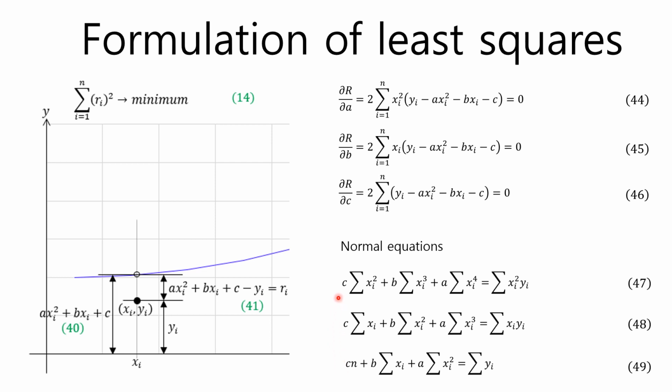Equation 47, equation 48, and equation 49 are called normal equations. When the system function is a quadratic function, we have derived the principal and basic equation of the least squares regression, so let's take a look at how it is used through various examples.